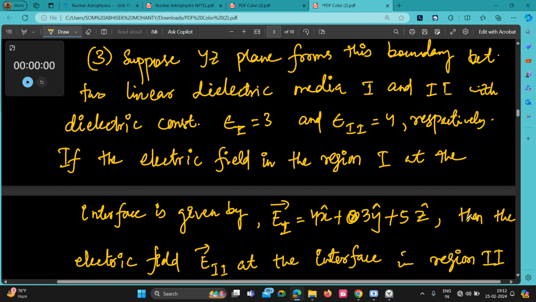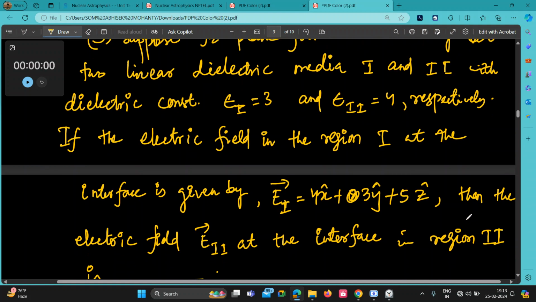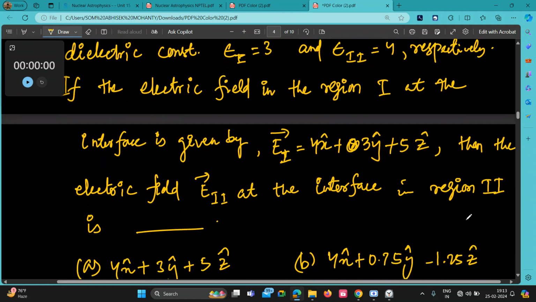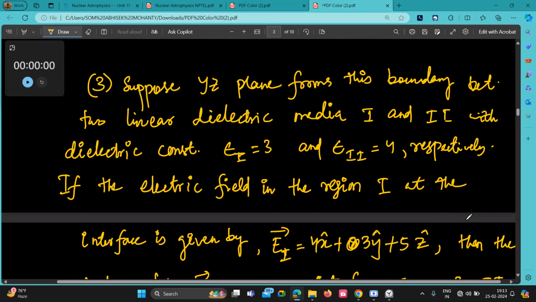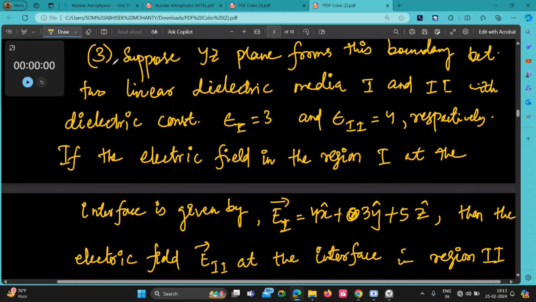Suppose yz plane forms the boundary between two linear dielectric media 1 and 2 with dielectric constant epsilon 1 is equal to 3, epsilon 2 is equal to 4 respectively. The electric field in region 1 at the interface is given E1 is equal to 4x cap plus 3y cap plus 5z cap. Then the electric field E2 at the interface is. Let's try this question, you have 2 minutes. You have 3 minutes, please try.